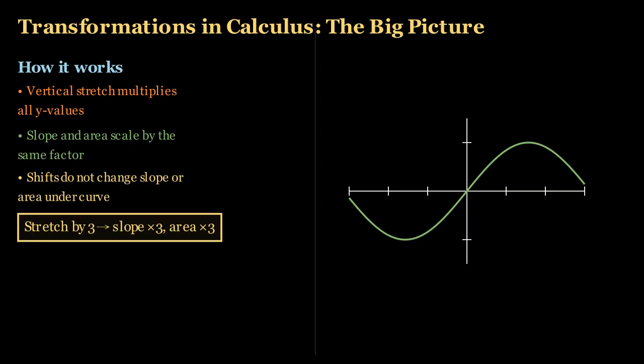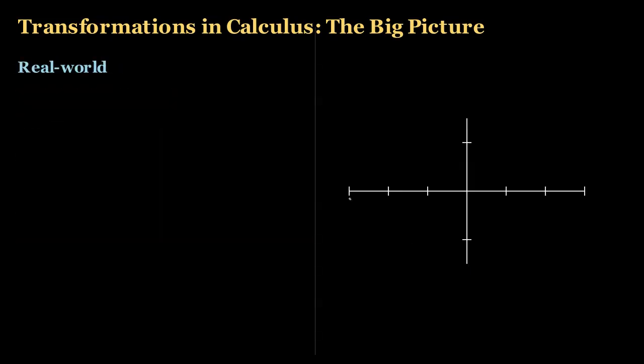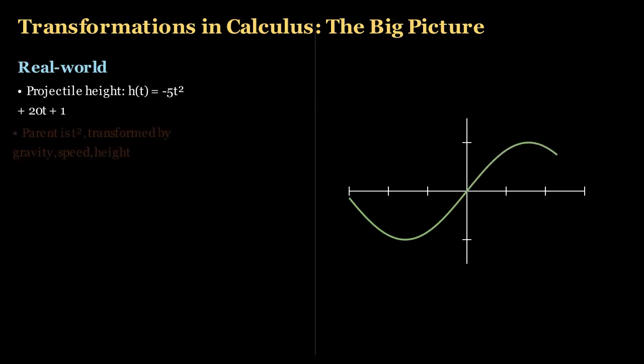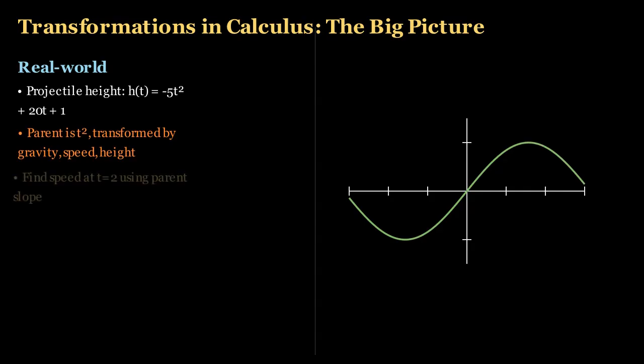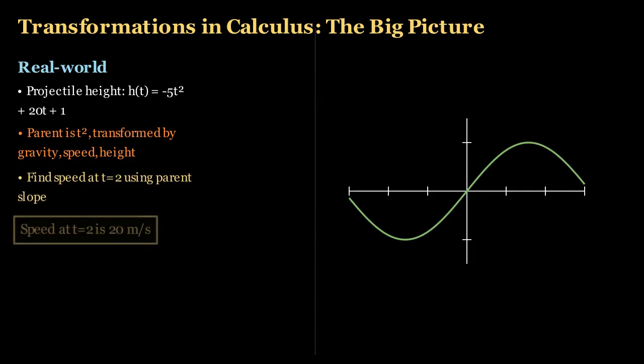We want its speed at t equals 2 seconds, which is the slope of the tangent. We know the parent t squared has a slope of 2t at any point. The vertical stretch by 5 multiplies that slope to 10t. The shift does not change the slope. So at t equals 2, the speed is 10 times 2, which is 20 meters per second upward. The whole idea is, master the parent, and transformations give you the rest of the family for free.